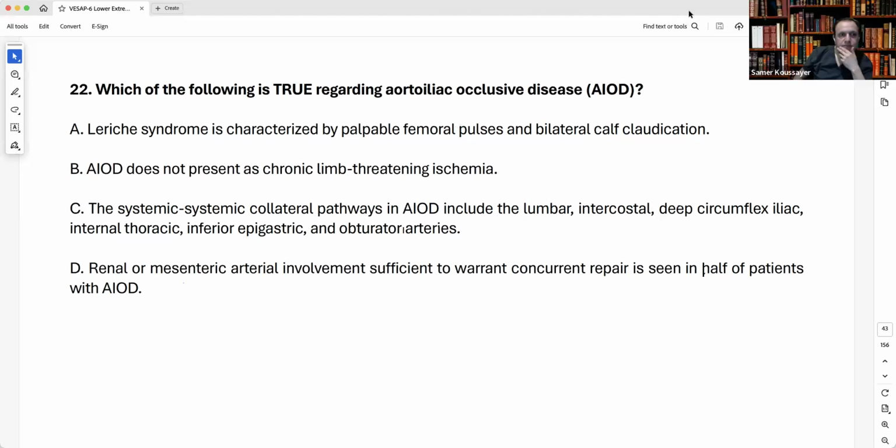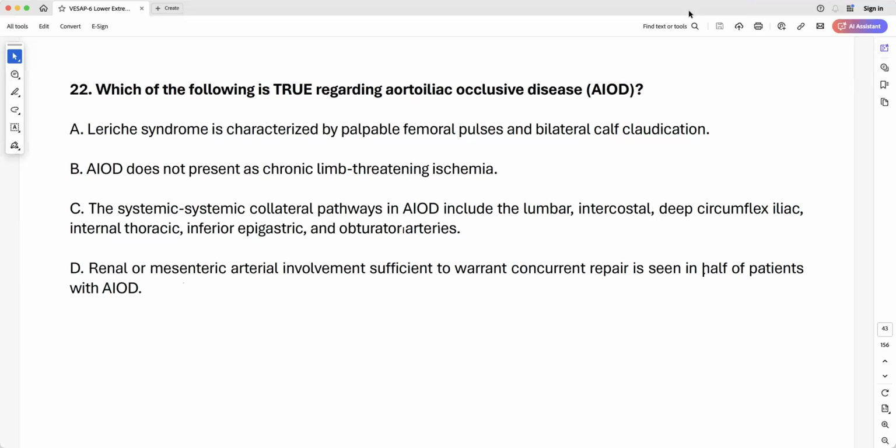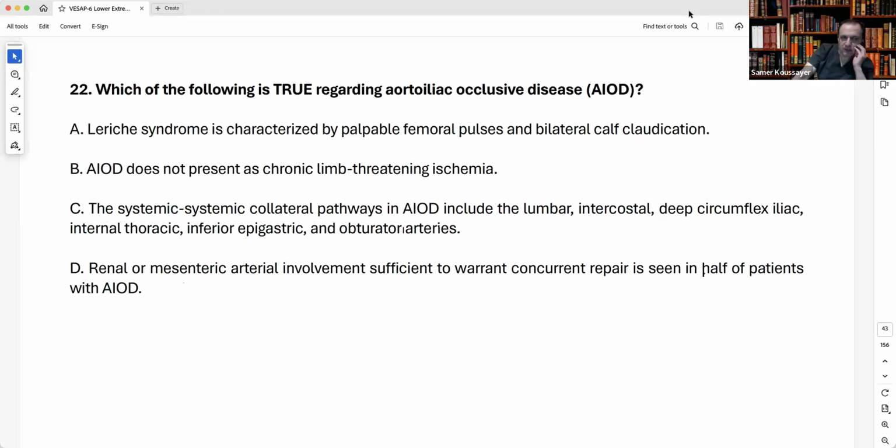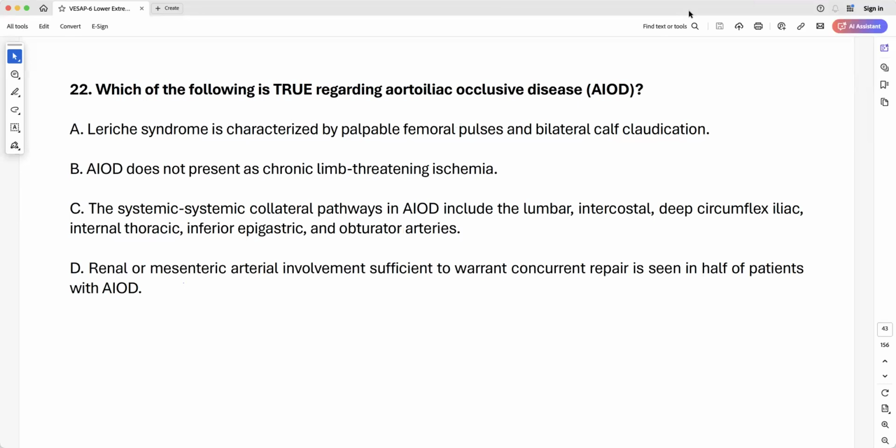Correct. Aortoiliac occlusive disease doesn't present as a chronic limb-threatening ischemia. Also wrong, because it can come anyway. So what kind of different presentation to aortoiliac occlusive disease? It can present as acute limb ischemia. It can present as a chronic limb ischemia or critical limb-threatening ischemia.